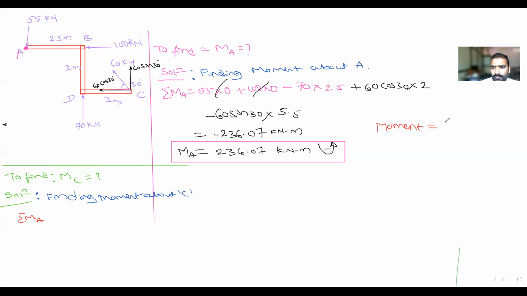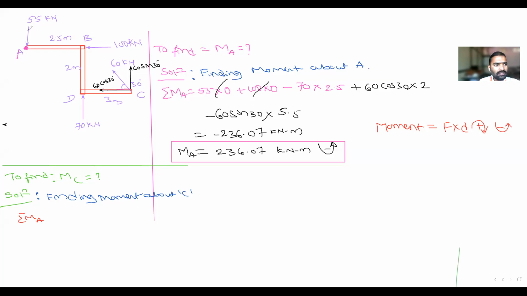Moment is a rotational effect produced by force. Okay, that is the physical definition. What is the mathematical formula? Magnitude of force into perpendicular distance. Okay, so when this moment is clockwise, then it is called plus. If it is clockwise, it is called positive. When it is anti-clockwise, it is called minus. You know this much, right? Yes, sir.